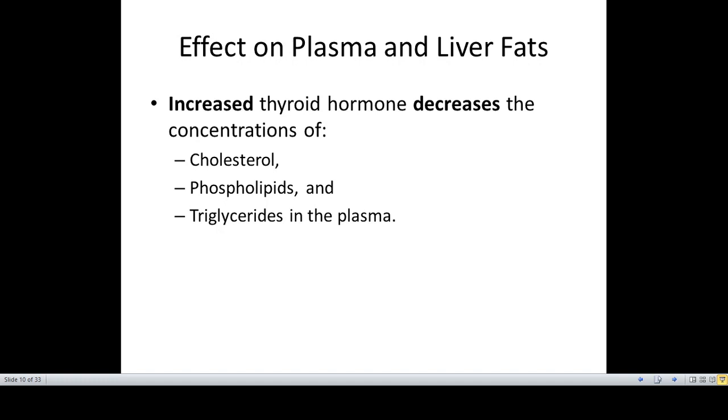The effect on plasma and liver fats is that increased thyroid hormone concentration decreases the concentrations of cholesterol, phospholipids, and triglycerides in the plasma. They increase the number of cholesterol receptors on the cells, and this leads to an increased uptake of cholesterol in the liver cells, which then excrete it into the bile.